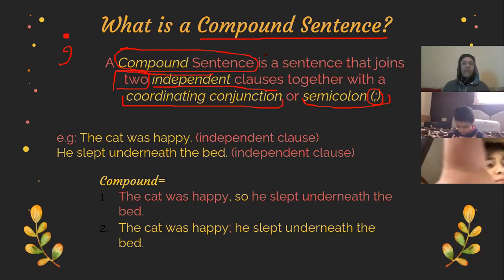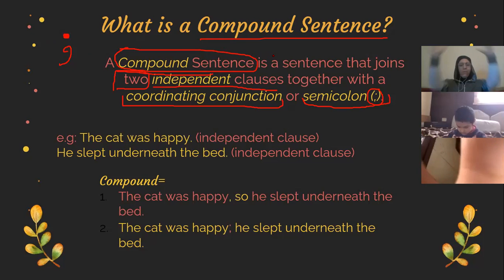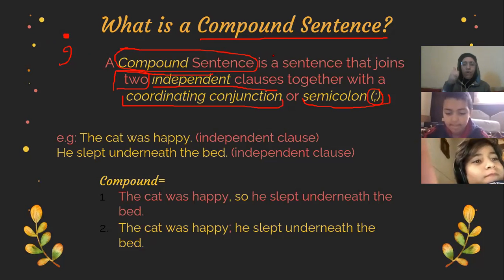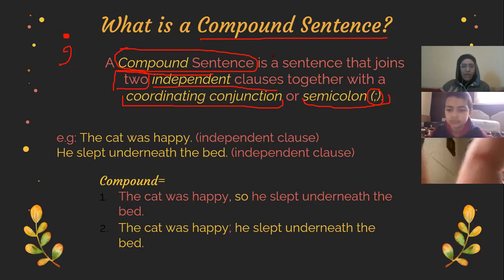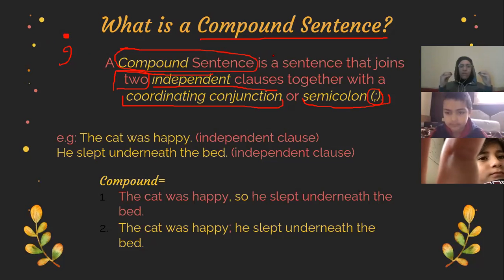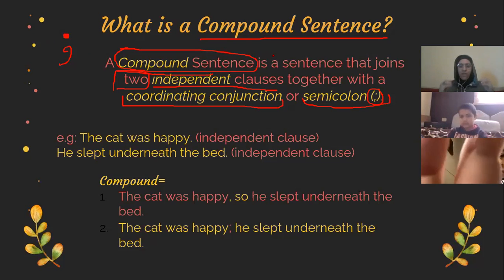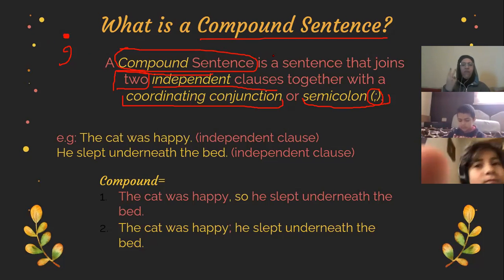Okay, no one has any questions. So let's sum up everything from the beginning. We said, first of all, when I have one subject, one predicate, and a complete idea, then it makes an independent clause, or I call it a simple sentence. So we agree that one independent clause equals a simple sentence.